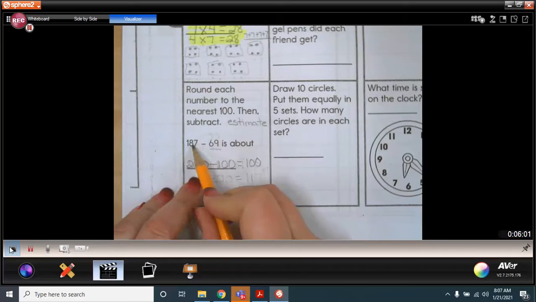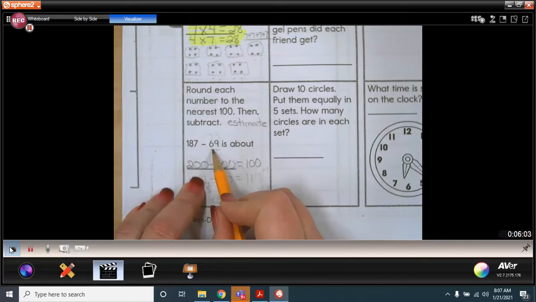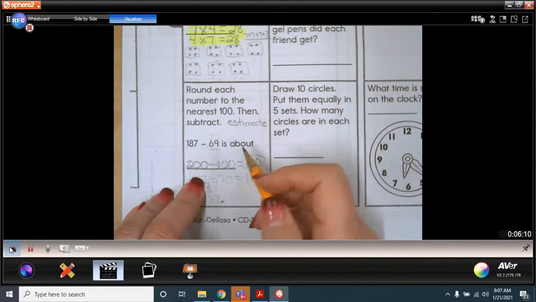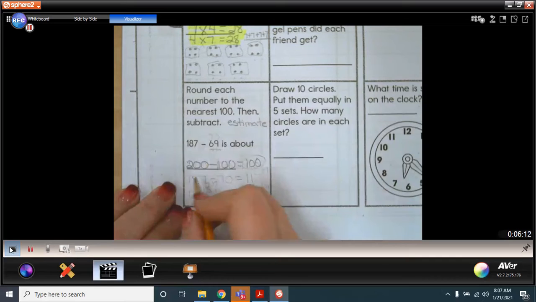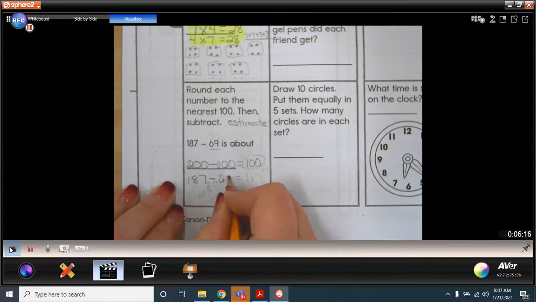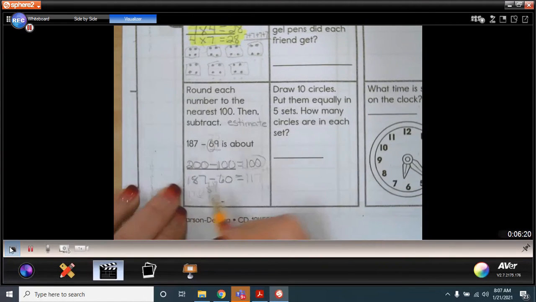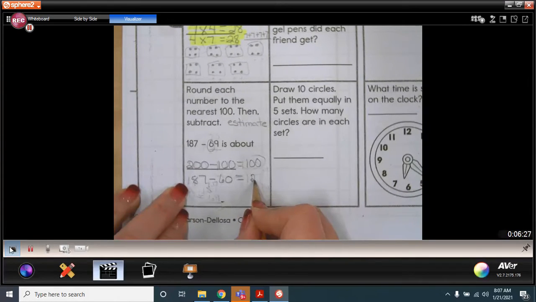So when I subtract 187 minus 69, it's almost going to be 100. It's going to be in the 100 range. So let's go ahead and do that. Let's take that 187 and let's just subtract 60 to start with. Let's subtract this 60. And if I subtract 60 from 80, that should leave me with 20 left.